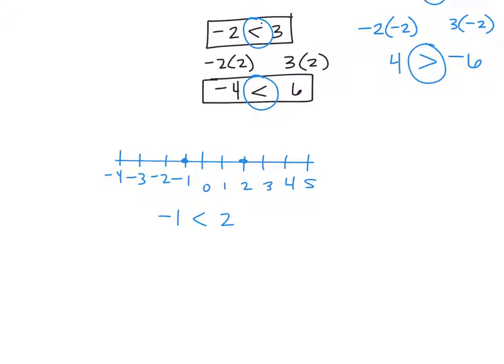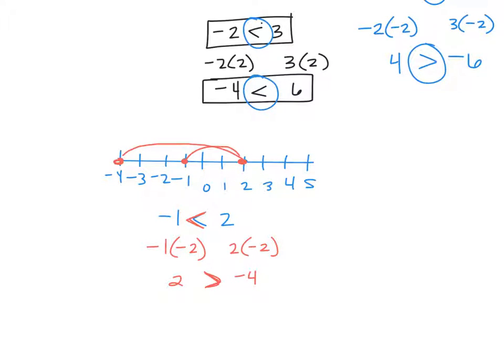But if I multiply both of them by -2, so -1 times -2 and 2 times -2, I get a positive 2. So this -1, when I multiplied by a negative, moved over to here. This 2 moved over here. Okay, so they jumped over each other, which changes their relationship to each other. So what was less than is now greater than.